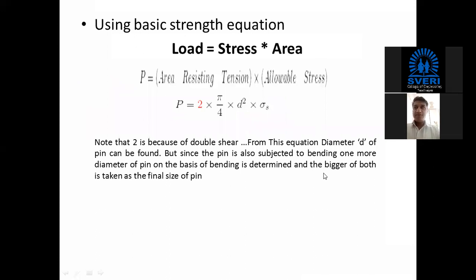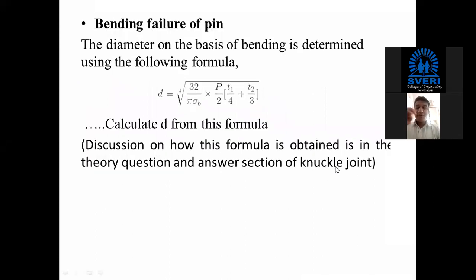Any doubt? If you have any doubt on any slide, you are free to ask.